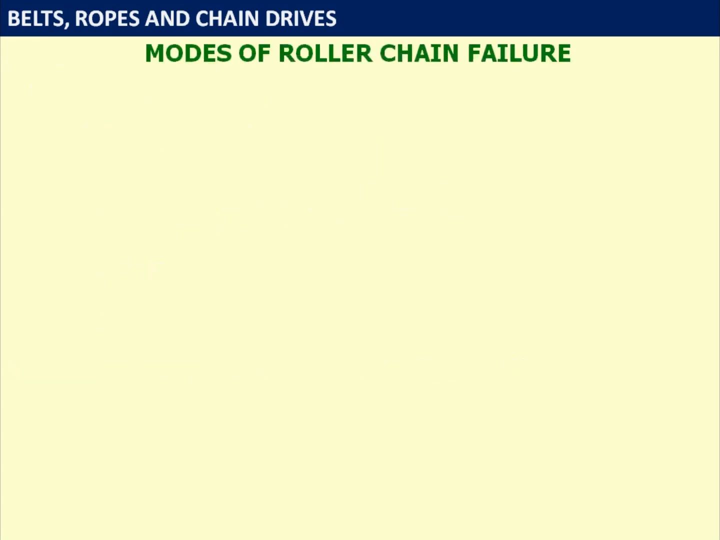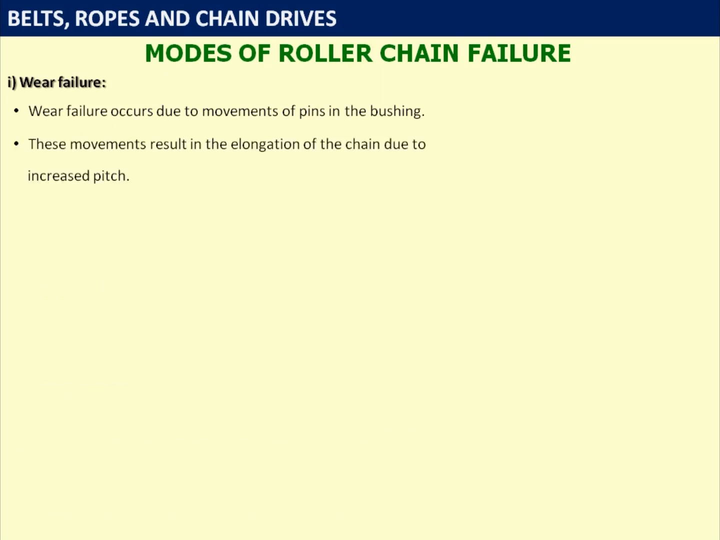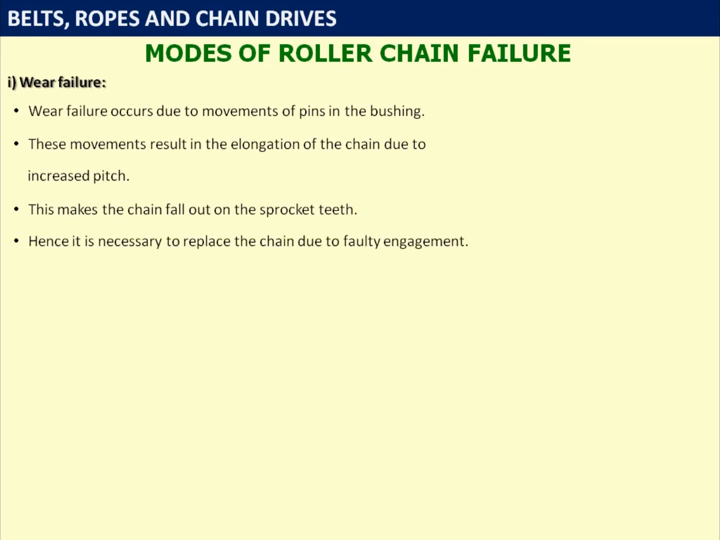Now let us see modes of roller chain failure. Now first is wear failure. This wear failure occurs due to movements of pins in the bushing. These movements result in elongation of the chain due to the increased pitch. This makes the chain fall out on the sprocket teeth, and hence it is very much necessary to replace the chain due to this faulty engagement.